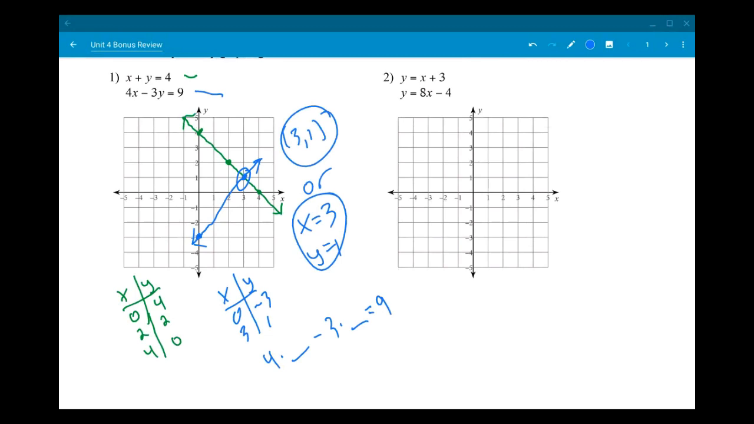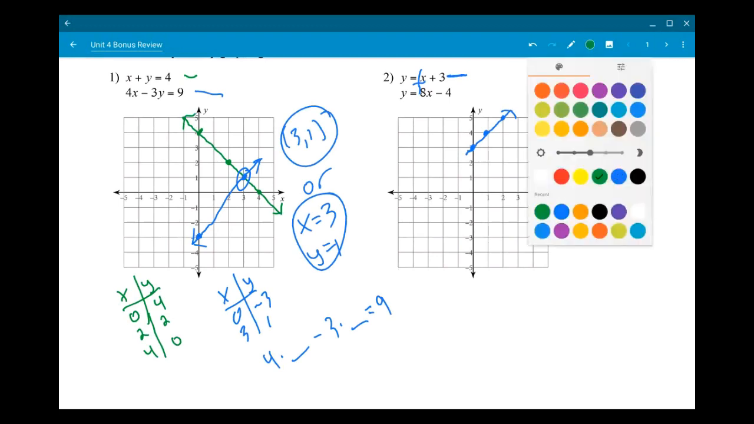For number 2, the graphing here is a little bit more straightforward because both of these are in slope-intercept form. For this one, my y-intercept is 3, and my slope is 1 over 1. So I'd go up 1 over 1, up 1 over 1. I'm just going to connect those with a line right now, and we're going to see if they cross at one of those points. If they don't, I'm going to need to extend my line the other direction as well.